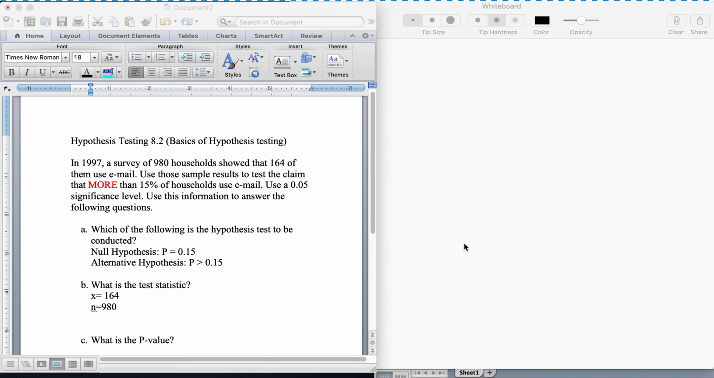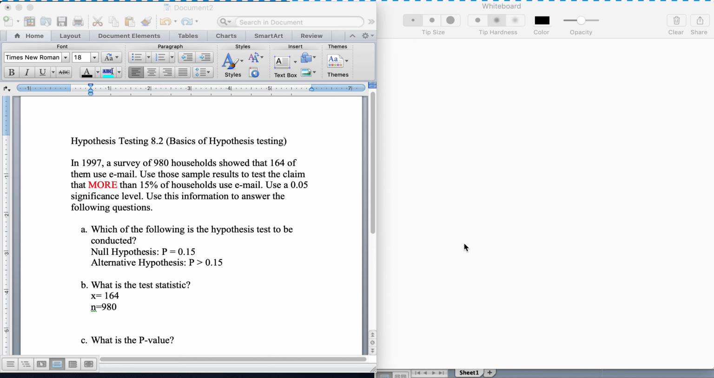So, for A, I already have the answer up, which is the null hypothesis is P equals 0.15, and the alternative hypothesis is P is greater than 0.15. The reason why it's greater than is because it says in the question to test the claim that more than 15% of households use email, so we're trying to test the claim for that, so the alternative is greater than.